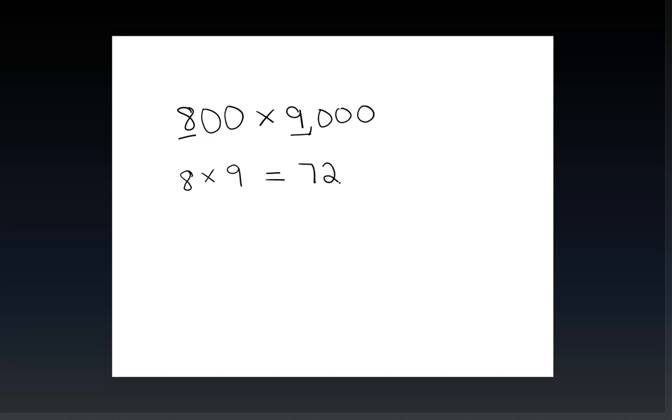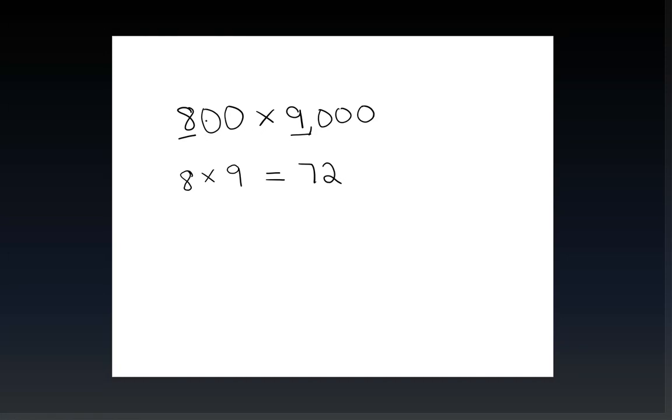Okay, what if I have a bigger number here? What if I have 800 times 9,000? Oh no, this is looking daunting. But again, my same tricks can apply. Don't worry about all these zeros for a minute. Just ignore them, block them out. I'm going to look at my first digit over here, and I'm going to say 8 times 9. That I can do. 8 times 9 is 72.